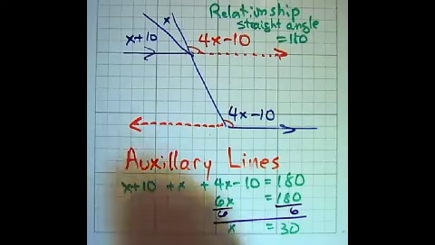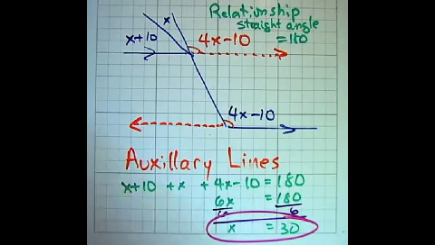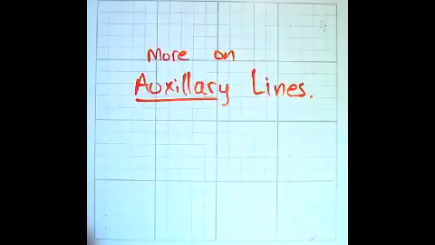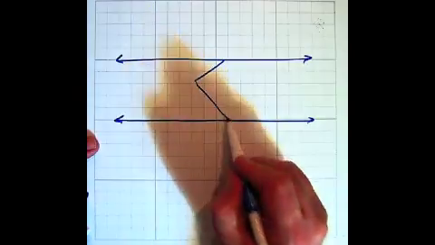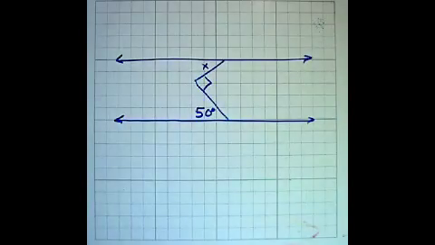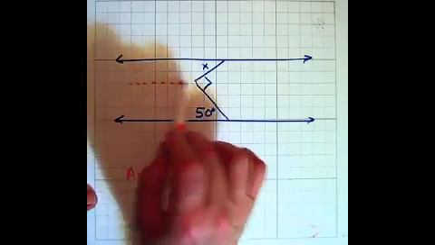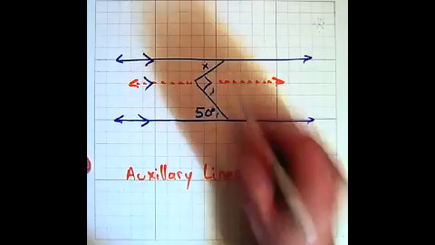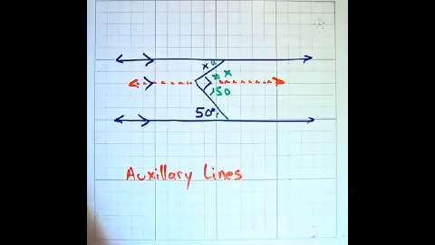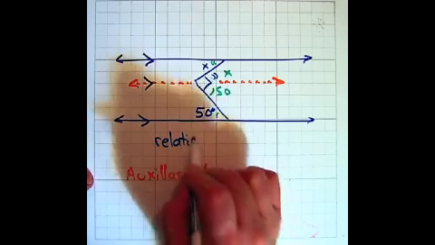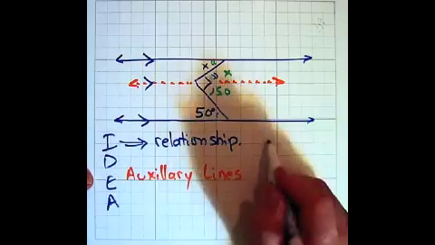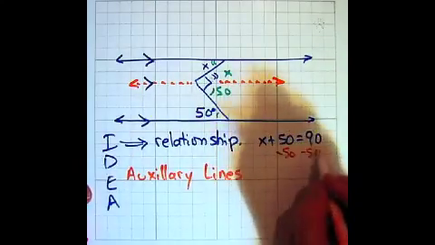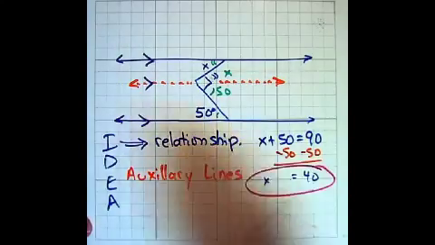Now, more on auxiliary lines. Let's look at a problem. We're going to do it three different ways, drawing the auxiliary lines in three different ways. We'll start off with this situation. You have parallel lines. I didn't draw them on here. I should have drawn parallel lines. There we go, marked them parallel. Now, what is the relationship here? Well, these alternate interior angles, the one is 6x and the other is 50. Identify the relationship. Well, x plus 50 is 90, so x is 40.